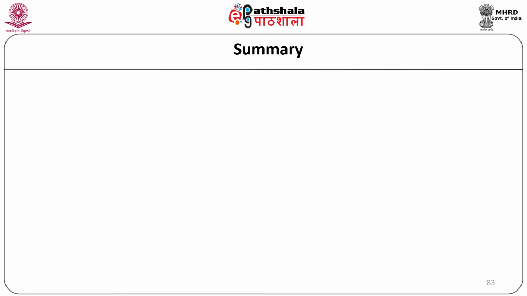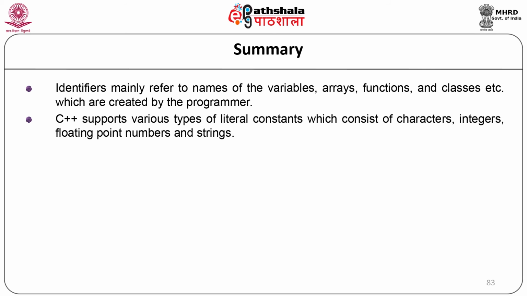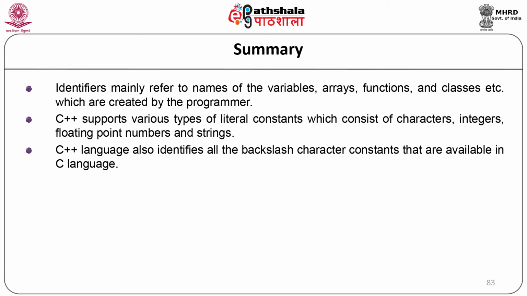Now let us summarize the module. Identifiers mainly refer to the names of the variables, arrays, functions and classes, etc. C++ supports various types of literal constants which are characters, integer, floating points and strings. The C++ language also identifies all the backslash characters as constants.